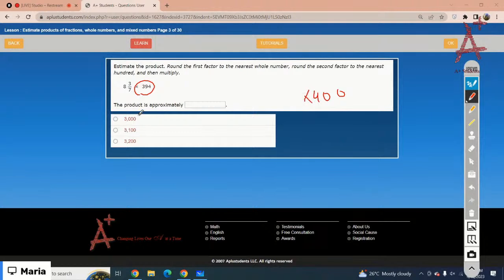And 3 over 7 is less than 1 over 2. Got it? So you have to round to the same whole number. So it would be 8 times 4 is 32. So it is 3200. Got it? So the correct option is 3200.